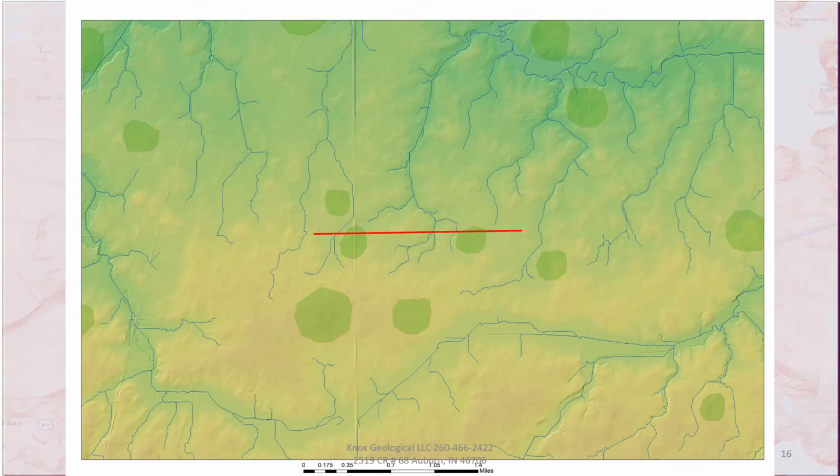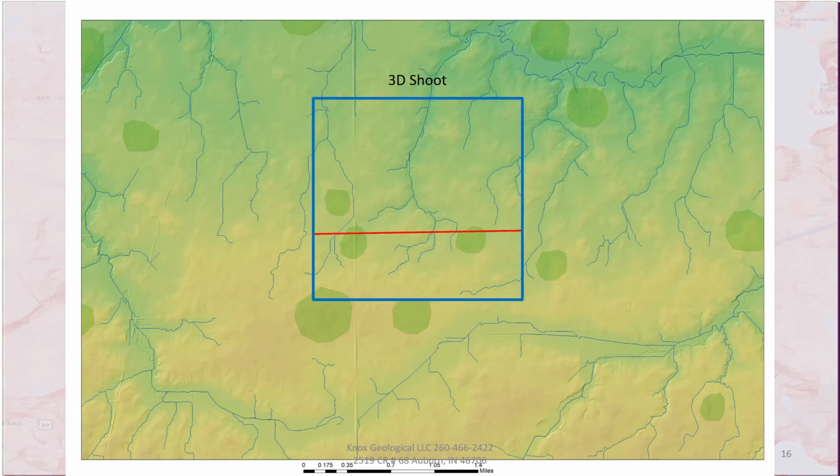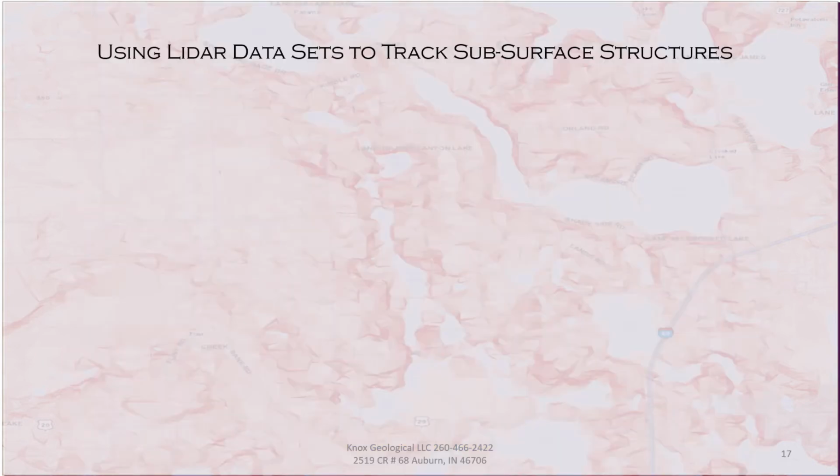And here's a digital elevation model with marked remnants on the surface. Here's where the 3D shoot was, and here's that remnant. As you can see, there's surface signatures that indicate the remnant. We will go into the DEM a little bit later. So now I want to go to using LIDAR data sets to track subsurface structures.